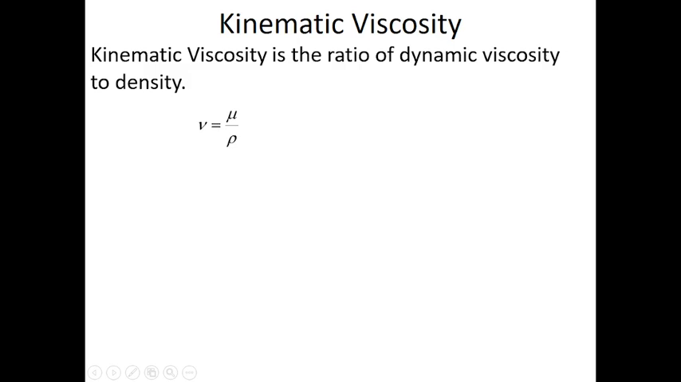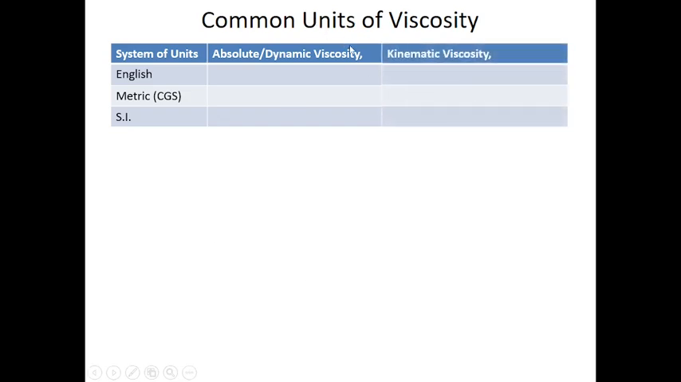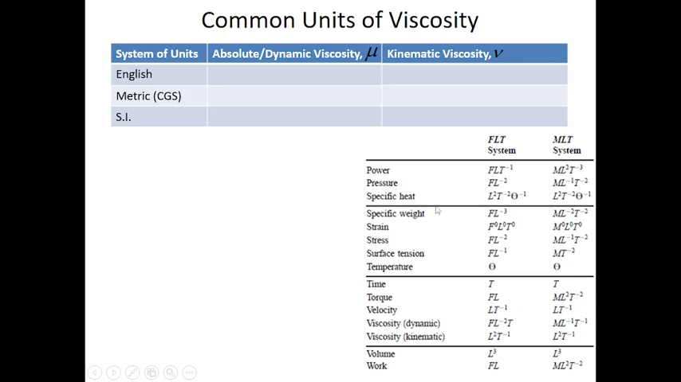So, ratio lang yan ang dynamic viscosity sa density. Setting mga common units of viscosity. Okay? Meron kang absolute or dynamic viscosity. Meron kang kinematic viscosity. So, the Greek letter mu for absolute or dynamic. The Greek letter nu for kinematic. So, tapos, recall natin yung sa part 1 of your module na diniscuss ko.